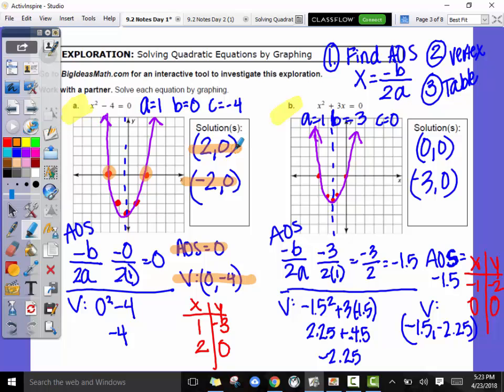Okay, for B, your axis of symmetry was negative 1.5. Vertex was kind of icky, (negative 1.5, negative 2.5), so all the way down here. And then plug in some points, and you found that your solutions were (0, 0) and (negative 3, 0).